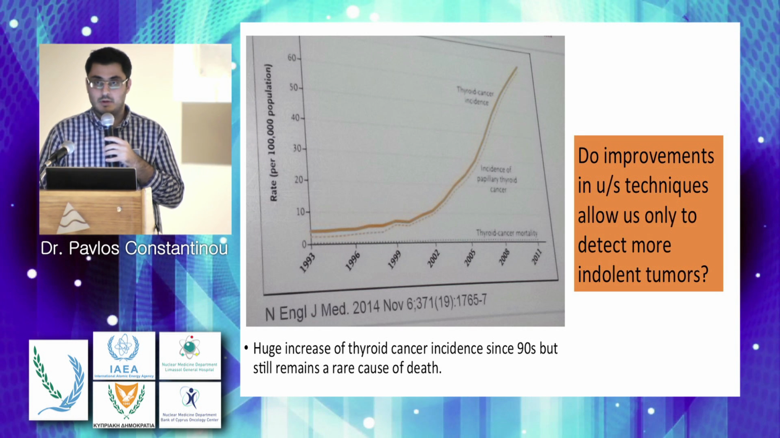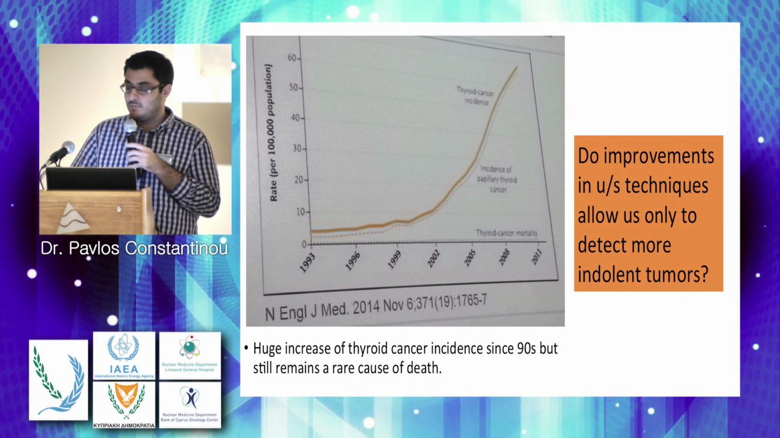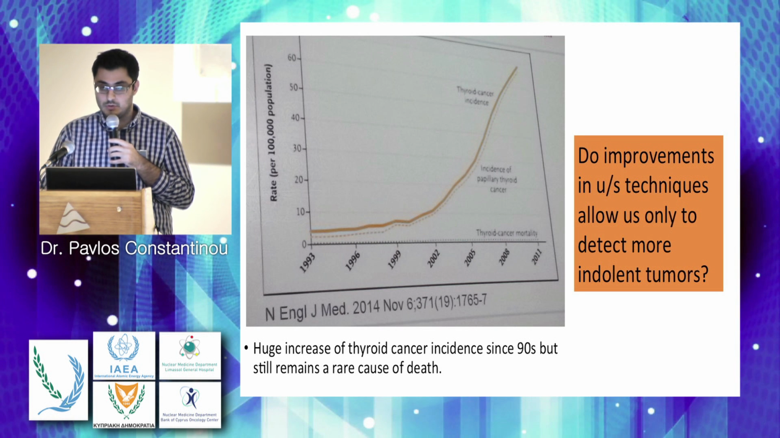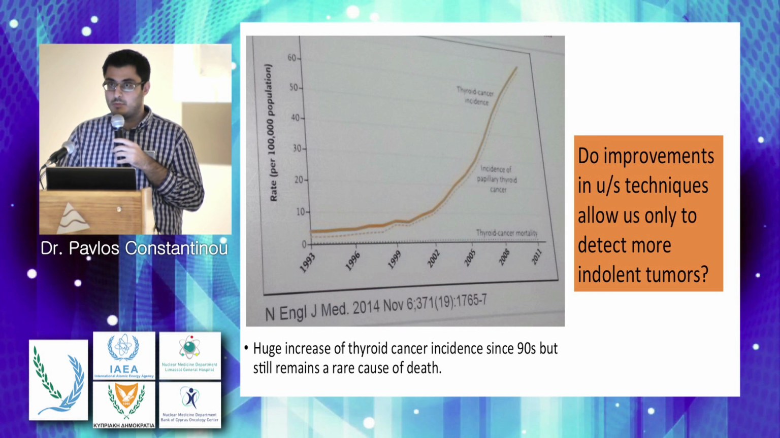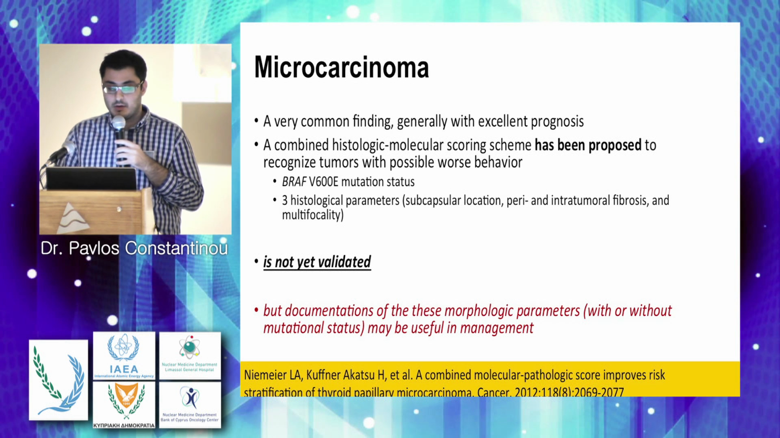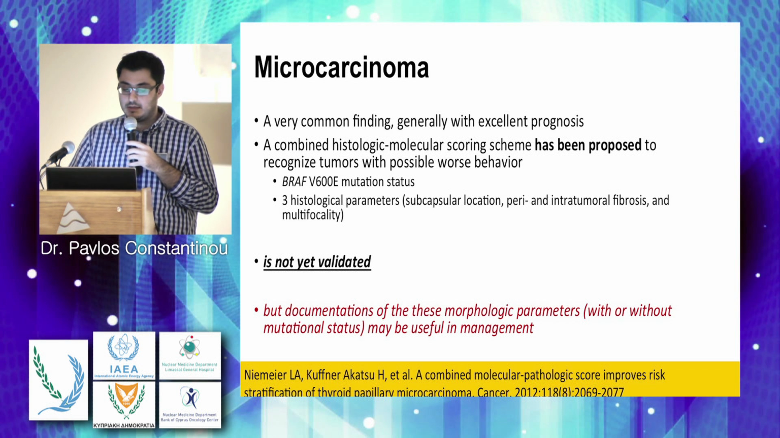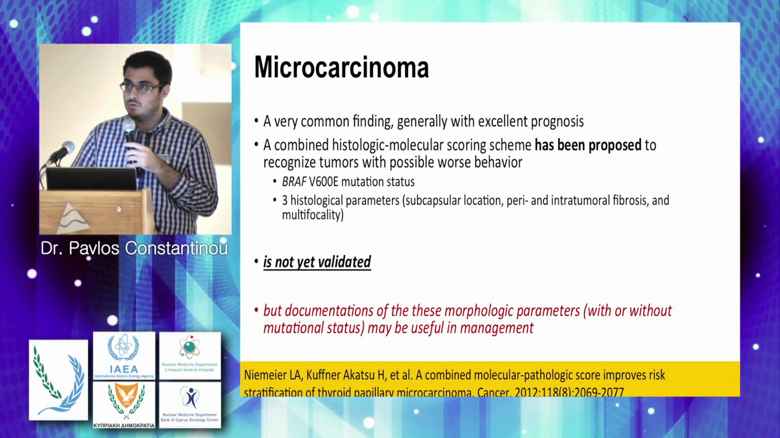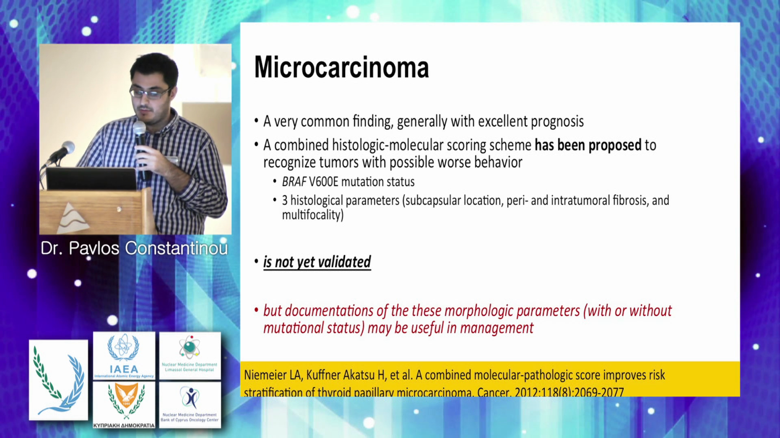And here comes a question. Do improvements in ultrasound techniques allow us only to detect more indolent tumors? And if you ask me, I will probably say yes, because microcarcinoma is a very common finding, generally with an excellent prognosis. That's why we have to find a way to recognize those tumors with a possible poor behavior.